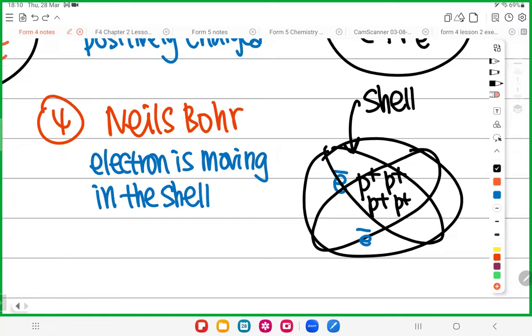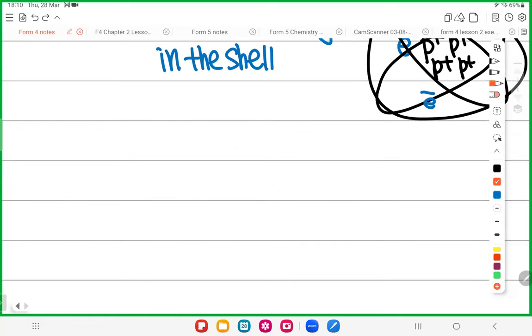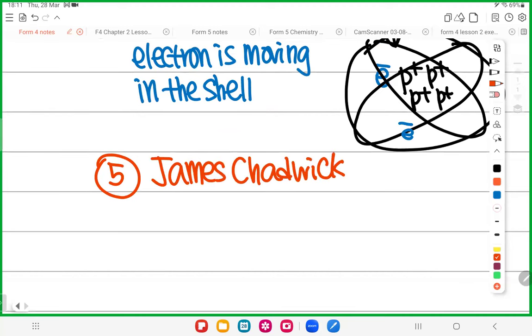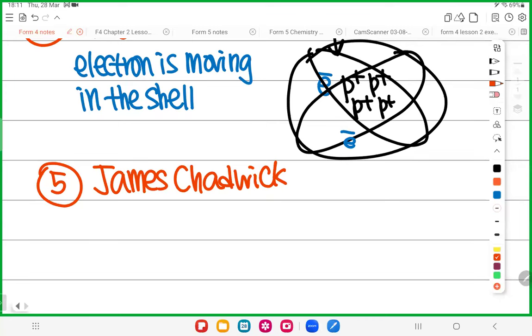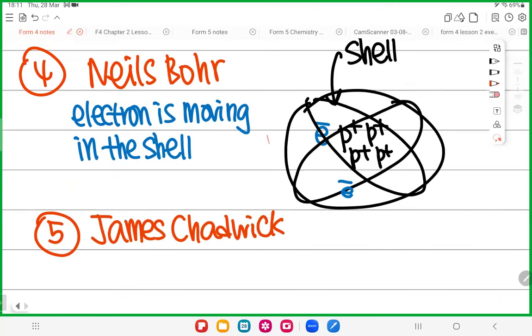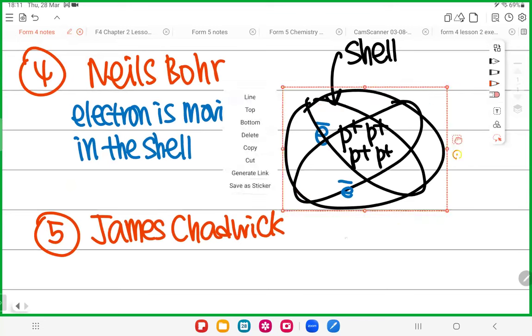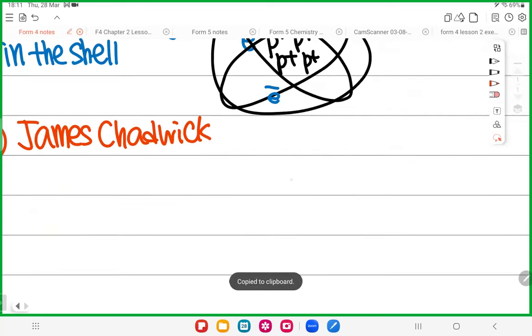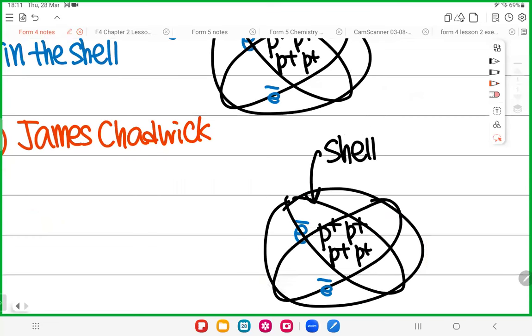Now let's go for the last scientist. Scientist number five, the name is James Chadwick. What did he do? He actually agreed with whatever Niels Bohr said. James Chadwick only found that in the middle of the atom.